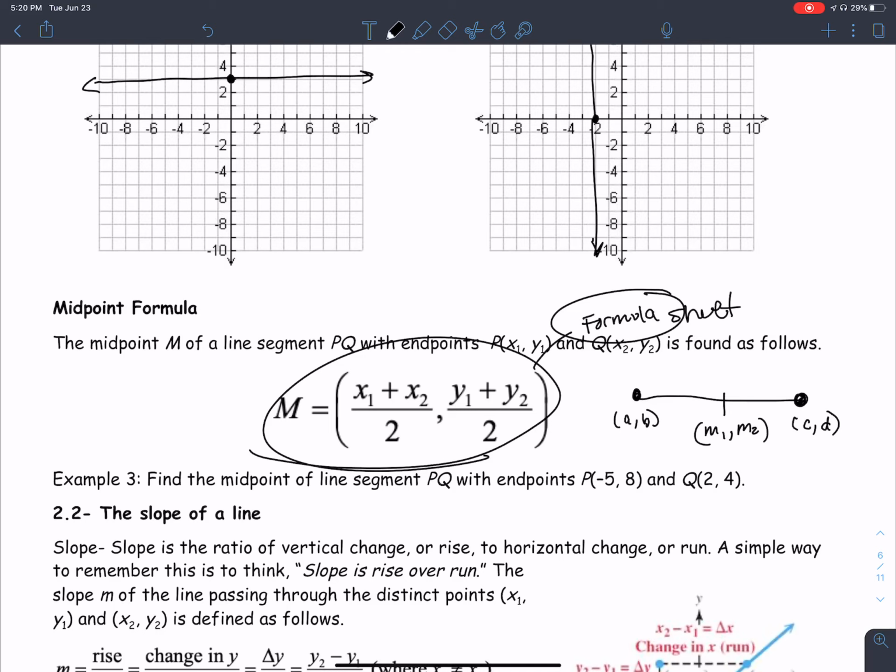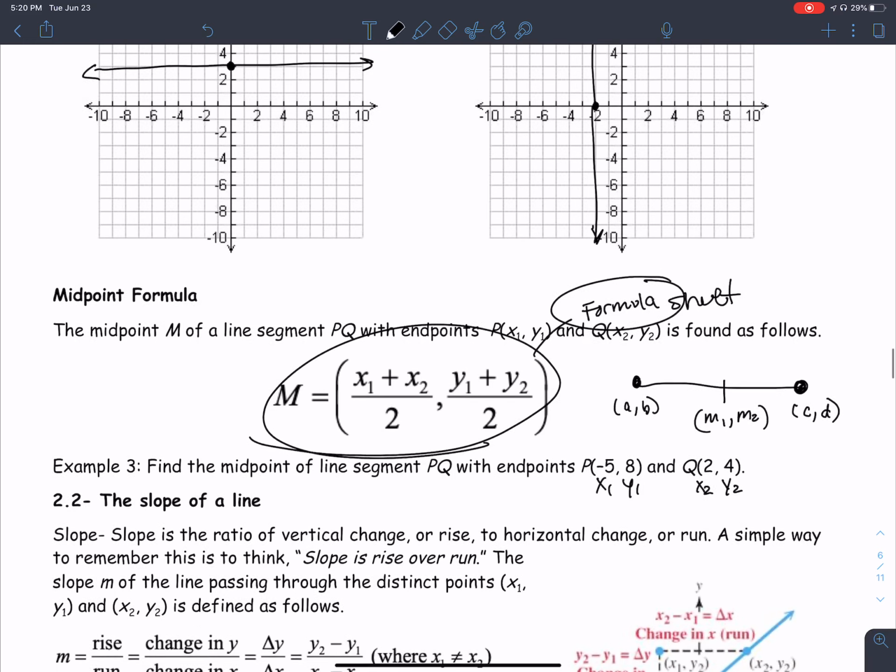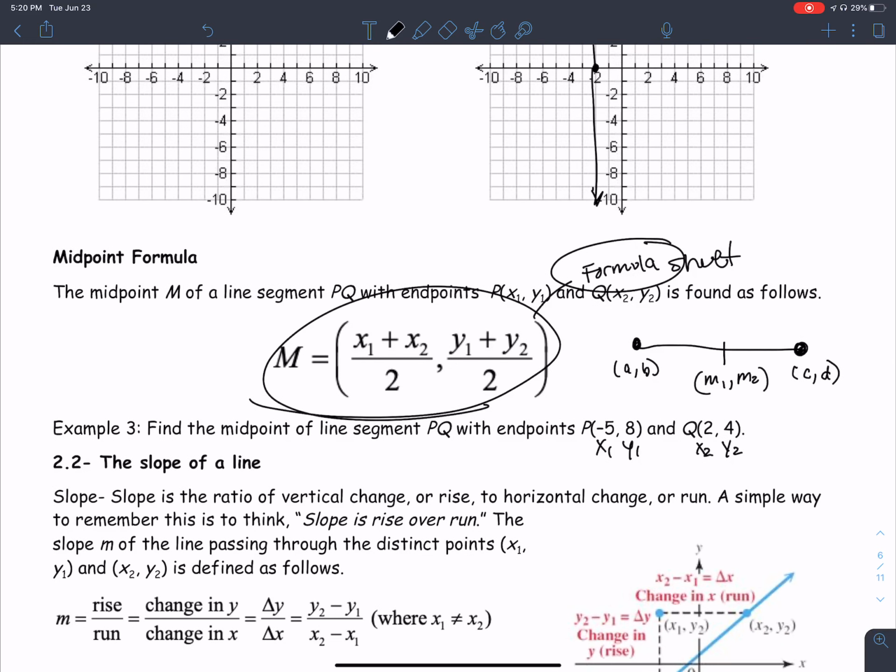Okay, so here we go. I always label x1, y1, x2, y2. Sorry, I didn't give you much space for this. Let's do it over here. So (-5 plus 2) divided by 2, comma, (8 plus 4) divided by 2. -5 plus 2 is -3, so I get -3 over 2. Anytime we have an irreducible fraction, just keep it, okay?